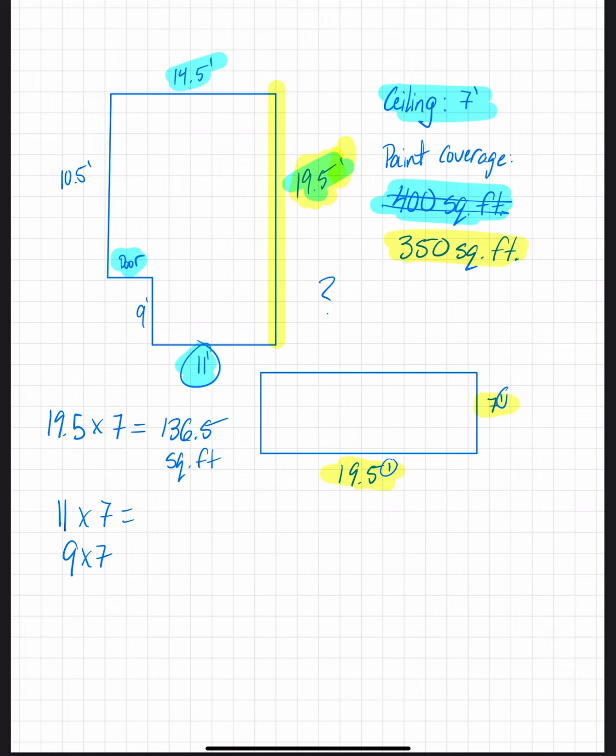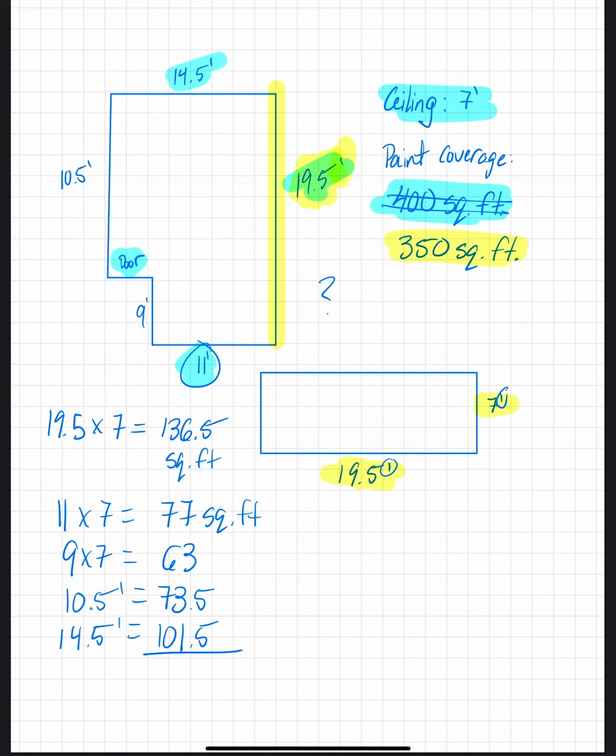And so if I do all these, right, 11, 9, I have a 10.5-foot wall. I have a 14.5-foot wall. All right, if I do all of these, here's what I'm going to get. 11 times 7, that's 77 square feet, right? 9 times 7, that's 63. I'm not going to write out square feet, but we know what it is, right? 10.5-foot wall, that's going to be 73.5 square feet, and my 14.5-foot wall is going to be 101.5 square feet.